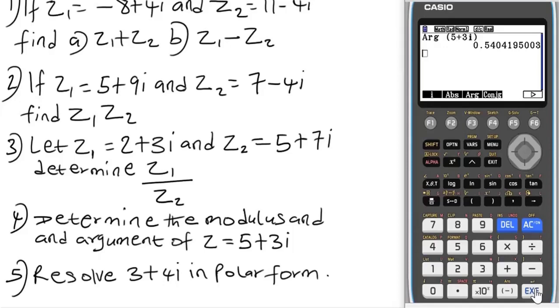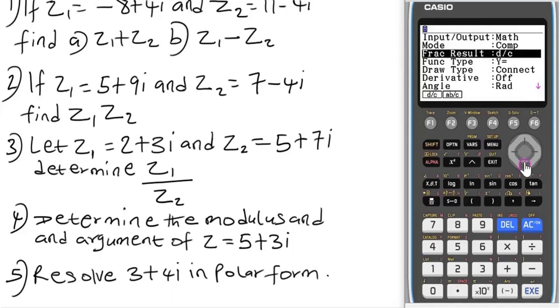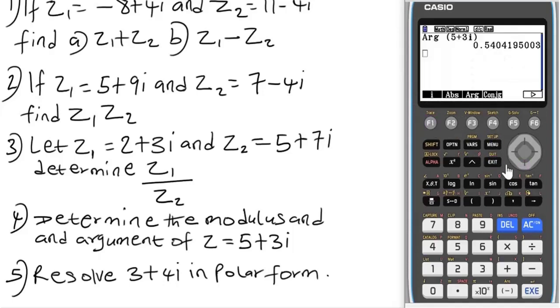Alright, to get the answer in degrees, all you have to do is simply press shift menu. Alright, so go to angle. When you get here, this is degree, press F1. Then press exit, press execute. You will see that this value will change to degrees. It equals, you see, 30.96, which is approximately 31 degrees if you approximate.